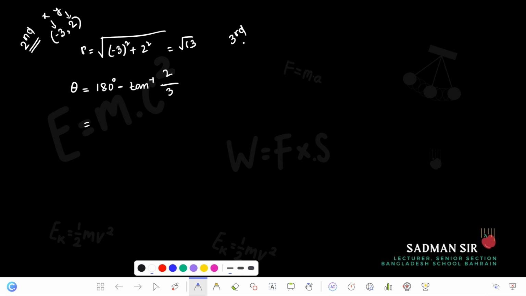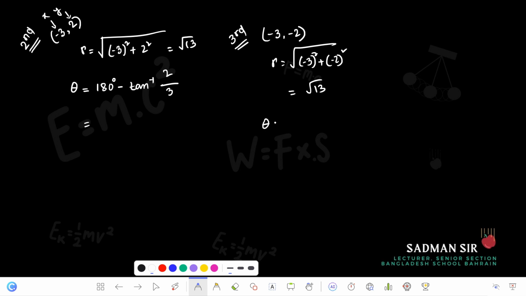Now for the third quadrant, the point will be like minus 3, minus 2. So r will be root over minus 3 whole square plus minus 2 whole square. So it will be again root over 13, because a negative sign actually does not affect the value of r because we have to do square here.